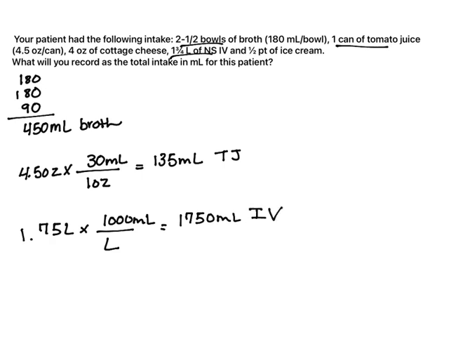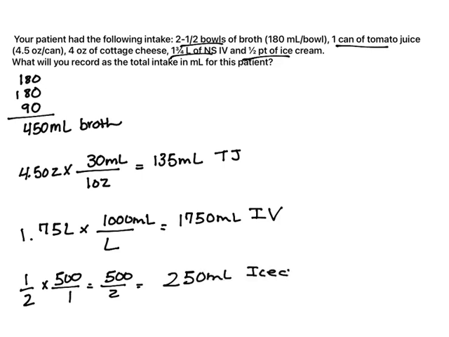And last, we have our half a pint of ice cream. So we know that a pint is what? A pint is 500 mLs. But half a pint, you would just divide it in half, and that will give you 250. Or if you want to write it out, you do 1/2 times 500 over 1, and then you would get 500, and then divide that by 2, and that'll give you 250 mLs. So that'll be your ice cream.